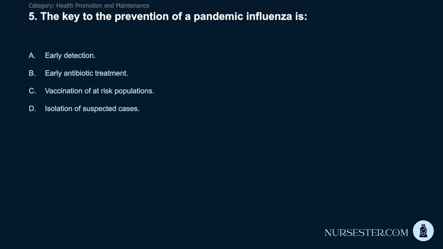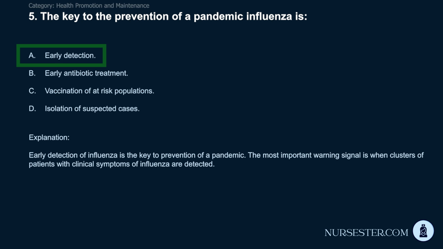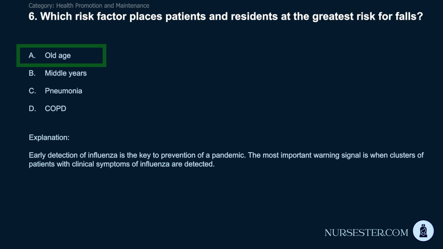5. The key to the prevention of a pandemic influenza is A. Early detection. B. Early antibiotic treatment. C. Vaccination of at-risk populations. D. Isolation of suspected cases. Correct answer, A. Early detection. Early detection of influenza is the key to prevention of a pandemic. The most important warning signal is when clusters of patients with clinical symptoms of influenza are detected.